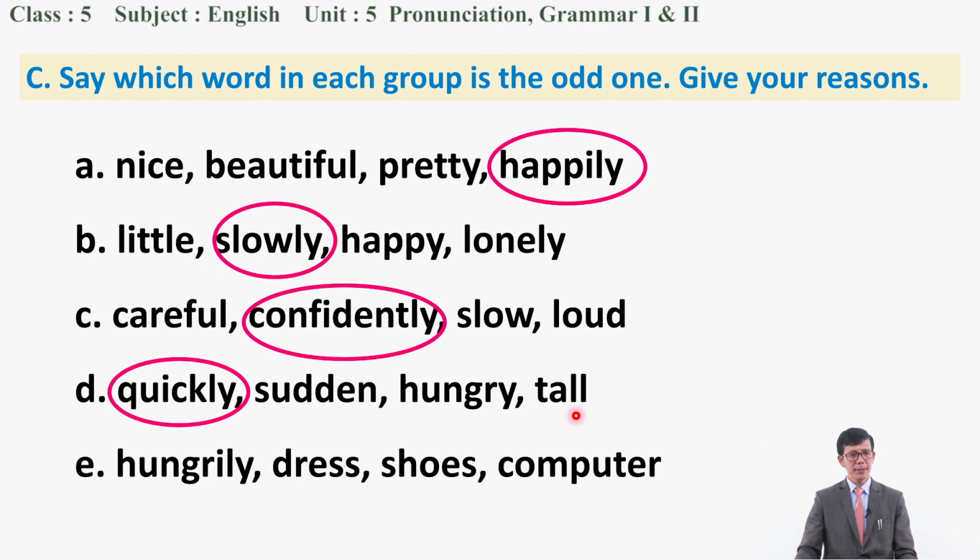Quickly. And the last one: hungrily, dress, suits, computer. Look at here. Dress, suits, computer. These are nouns. And look at here, hungrily. It ends with ly. He is eating hungrily. So, this is the adverb.